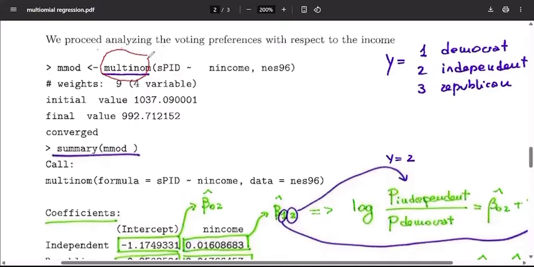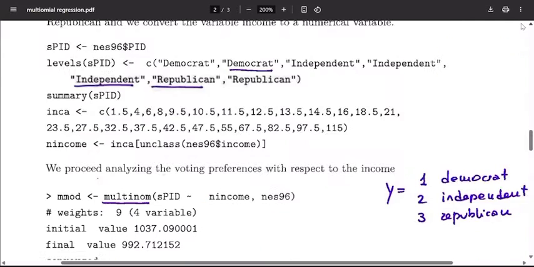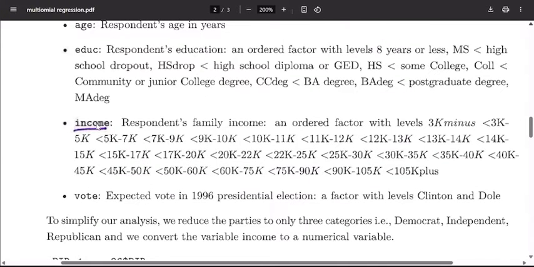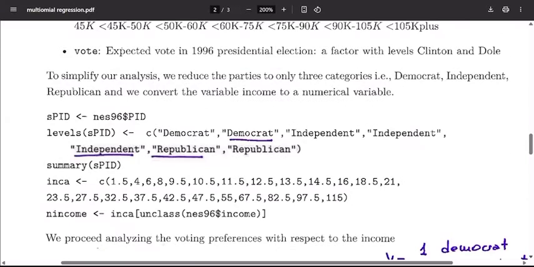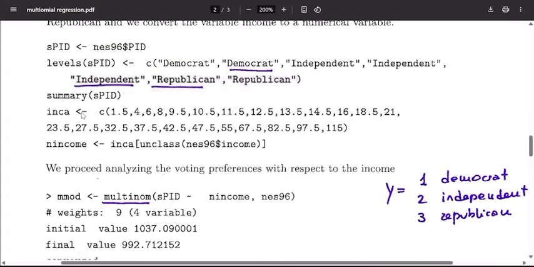It must have more than two levels. And I'm only looking at the effect of income on that. I want to look at the effect of income on party affiliation, the effect of family income. Initially, the income given here is categorical. We have to change that to numerical. So that is exactly what we're trying to do here.